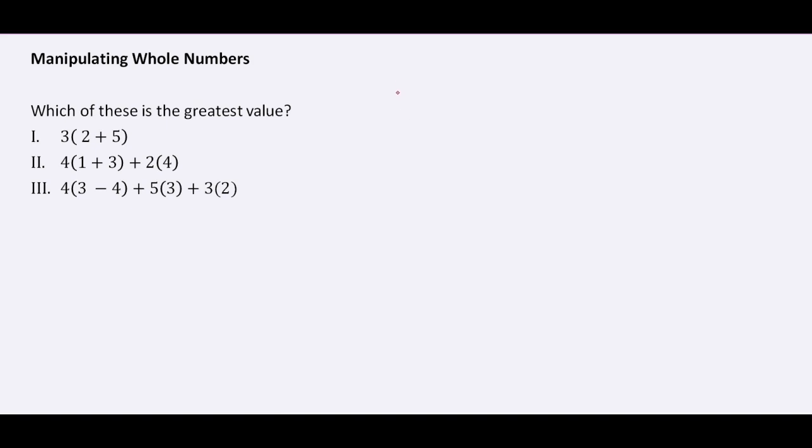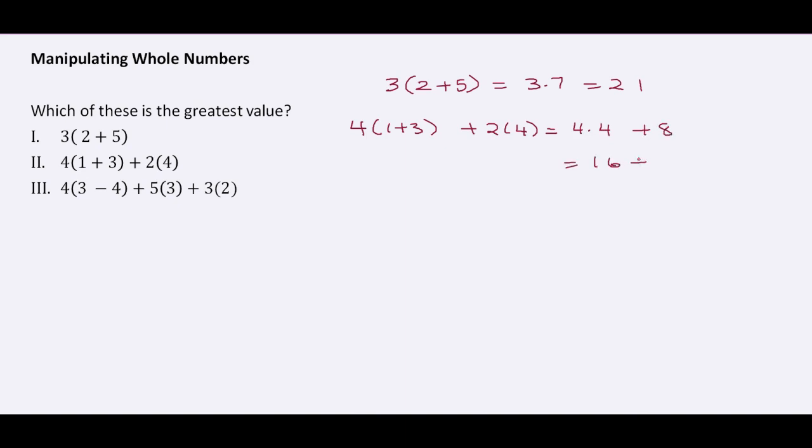So let's look at 3 multiplied by 2 plus 5, which is the same as 3 multiplied by 7, which is 21. So 4 multiplied by 1 plus 3 plus 2, 4. So this is going to be 4 times 4 plus 8, which is 16 plus 8, which gives us 24.